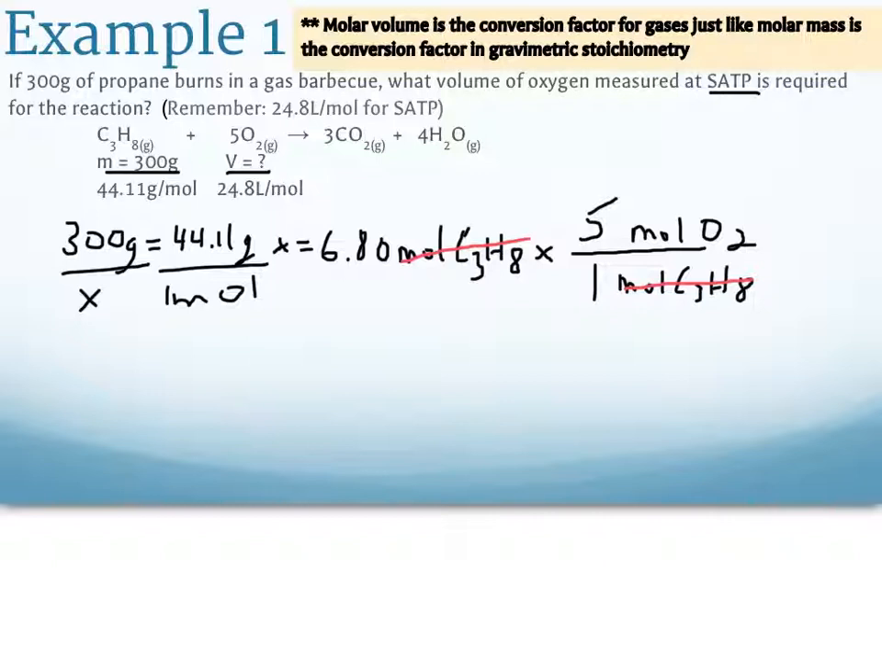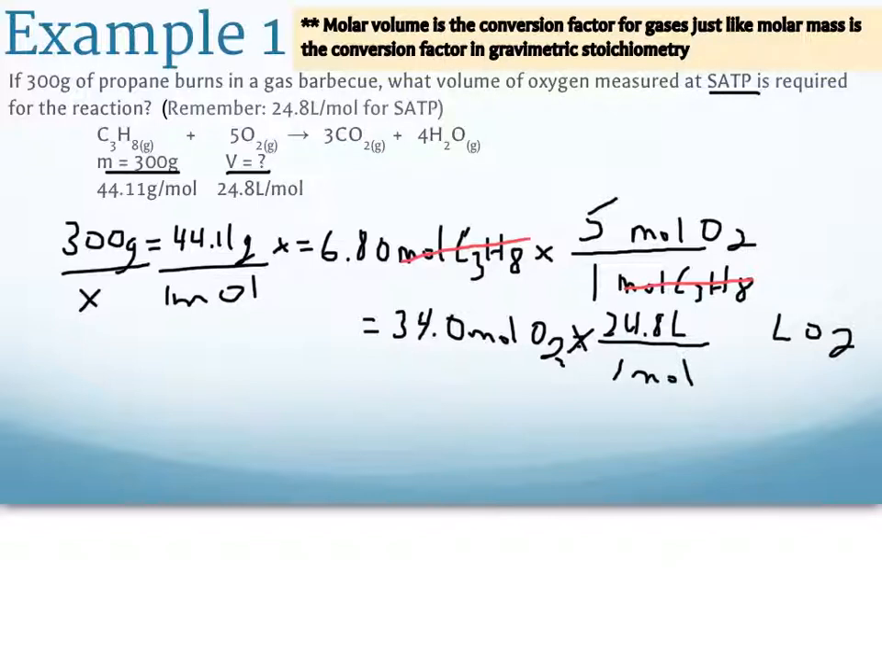And for my answer here, I am going to get 6.80 multiplied by 5. Again, I'm not clearing my calculator. I have 34.0 moles of O2, and I'm still not clearing my calculator. What I need to find at the end is liters of O2, and in order to do that, I am going to multiply it by my molar volume. My molar volume is 24.8 liters in every 1 mole.